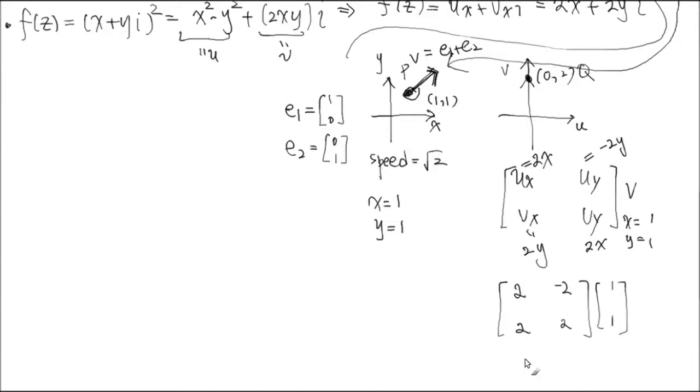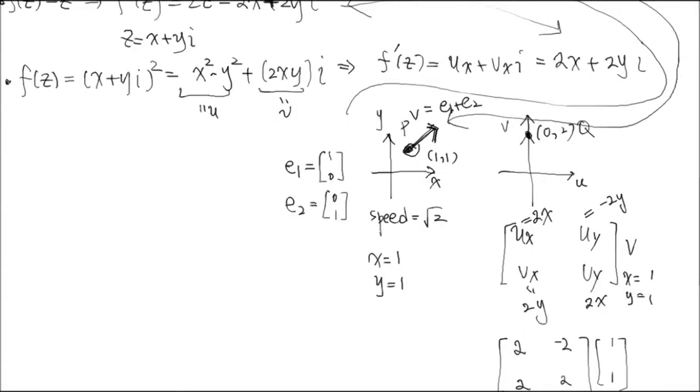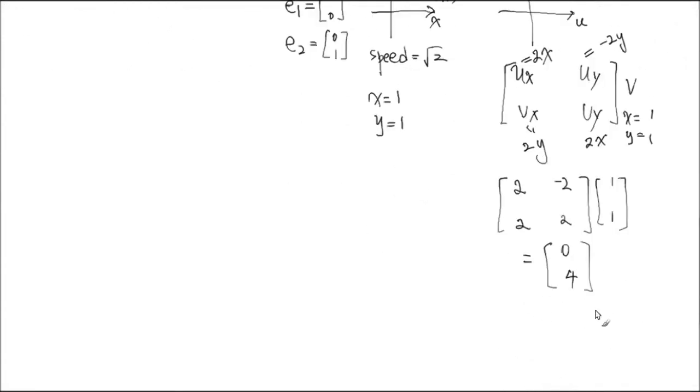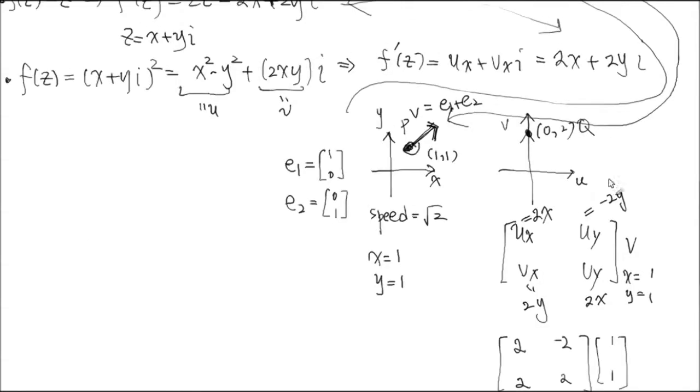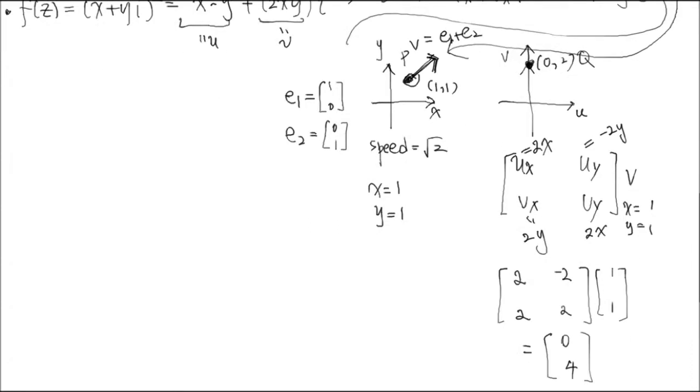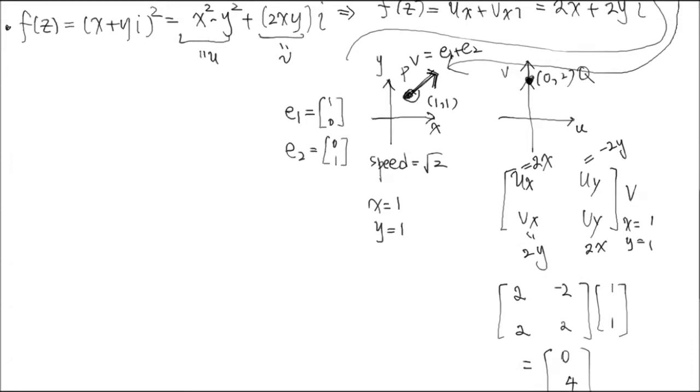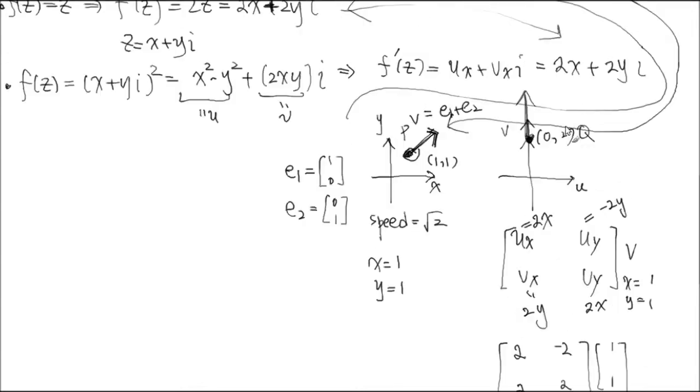So let's do that. What is it? You get the 0, right? And then a 4. So where is the 0 and 4? What kind of vector is that? It's a velocity vector, right? If you're moving at root 2 speed at 45 degrees, where is this one moving? Which direction? 90 degrees, right? 0, 4 is 90 degrees up there. And what is the speed of this vector?